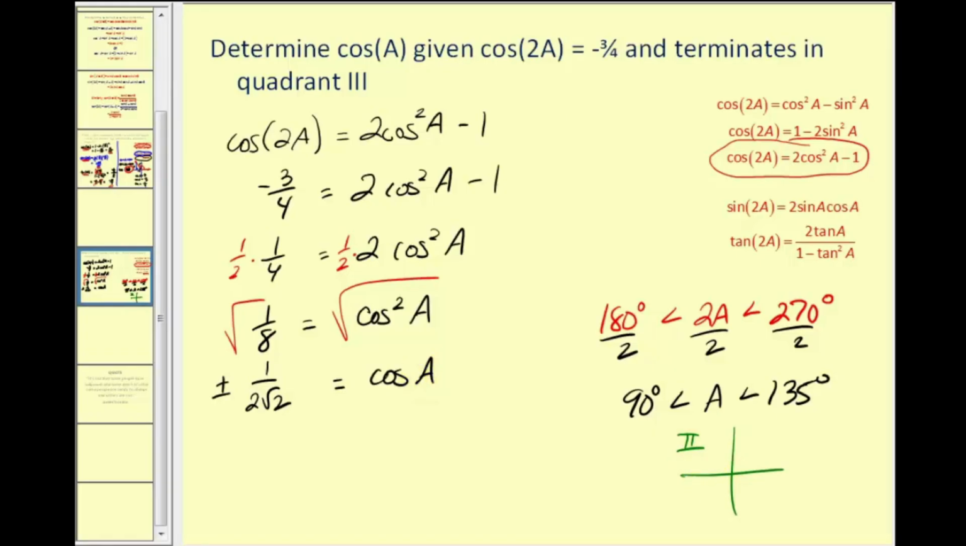So what we know now is that cosine of angle A is equal to -1/(2 square root 2). Now let's go ahead and rationalize this just to be consistent. This would give us negative square root 2 in the numerator, and in the denominator square root 2 times square root 2 is 2, times the 2 is 4. And I think we have it. Cosine of angle A is equal to negative square root 2 divided by 4.